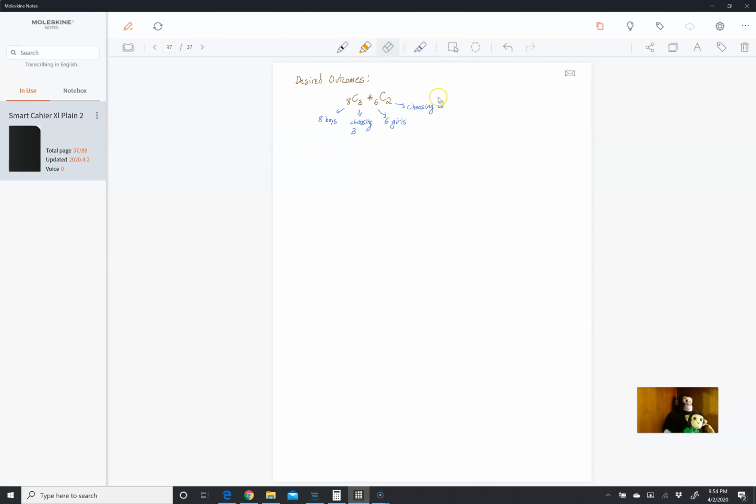So the top is the restrictions, okay, the desired outcomes over the total outcomes. So the probability of getting 3 boys and 2 girls is 8C3 times 6C2. And don't worry about plugging this into your calculator for now. Just this would be what I'm looking for here. Okay, if you give this answer, this would be a full answer.